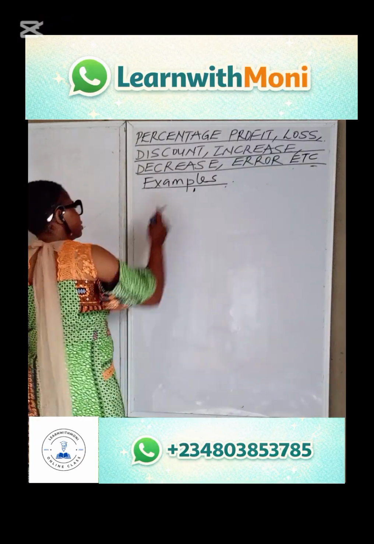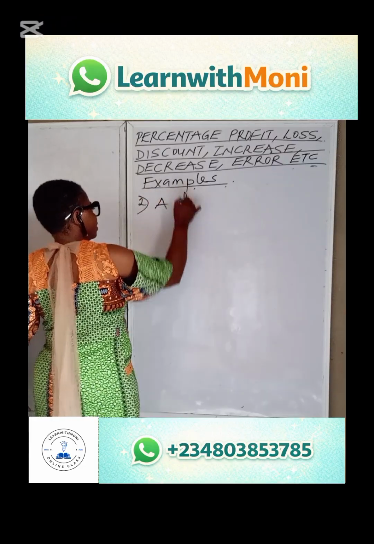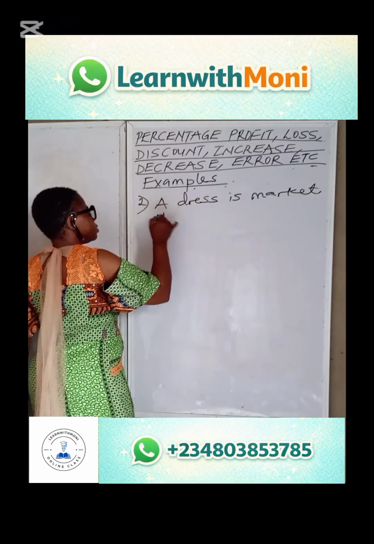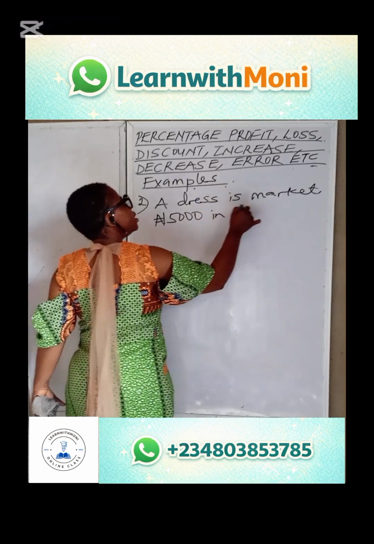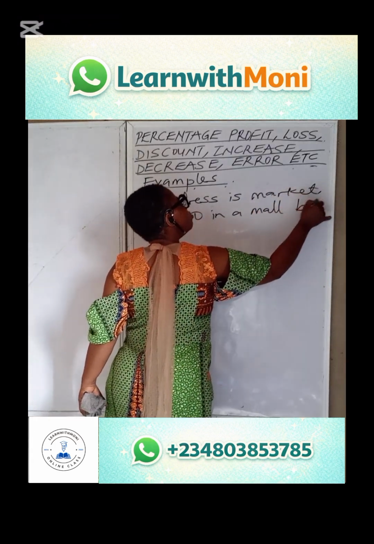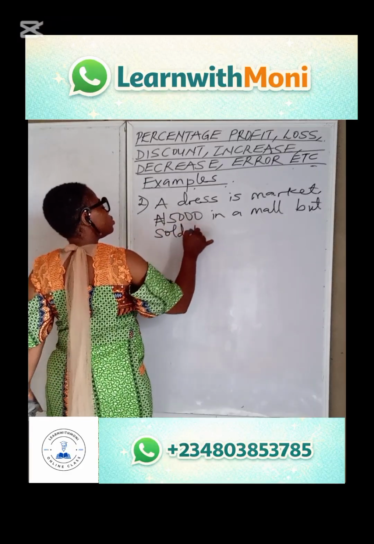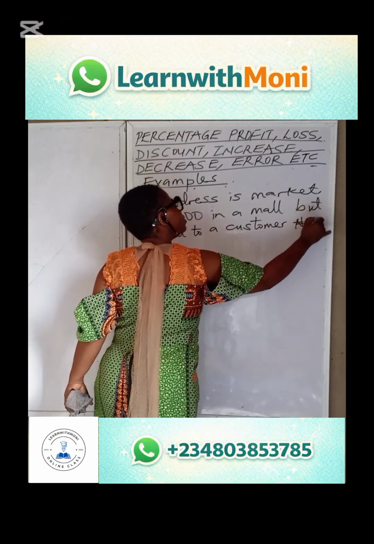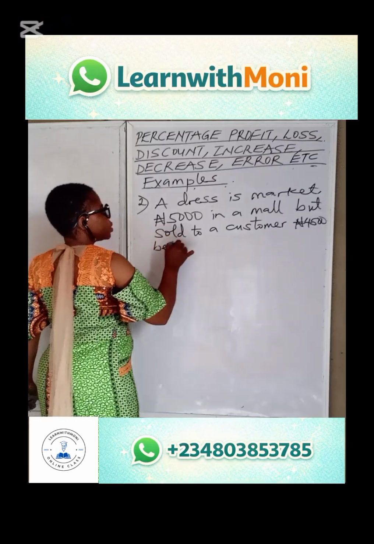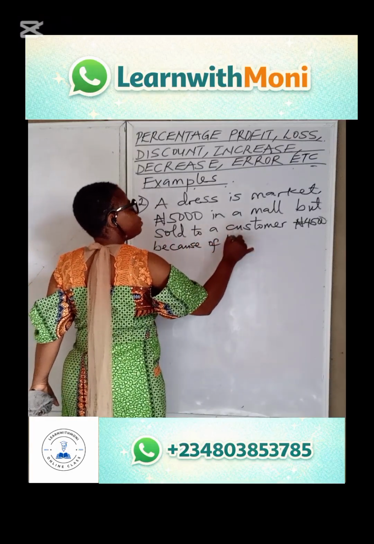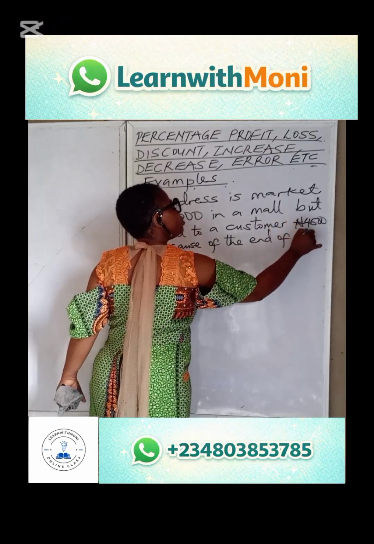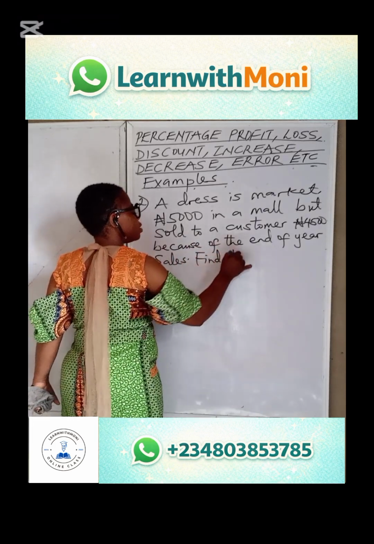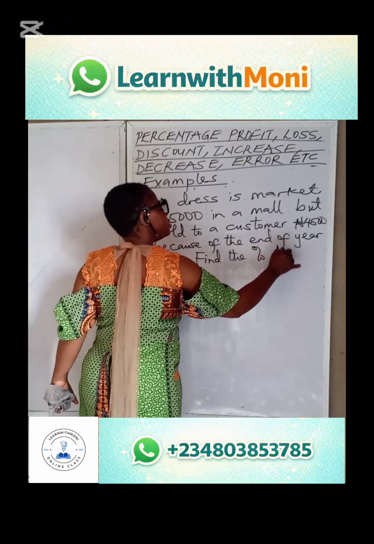An item, let's say it is a dress. A dress is marked 5,000 naira in a mall, but sold to a customer for 4,500 naira because of their end of year sales. Find the percentage discount.